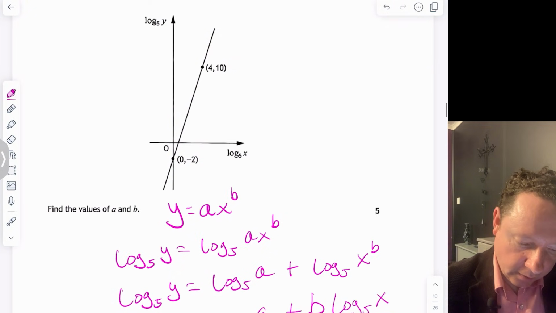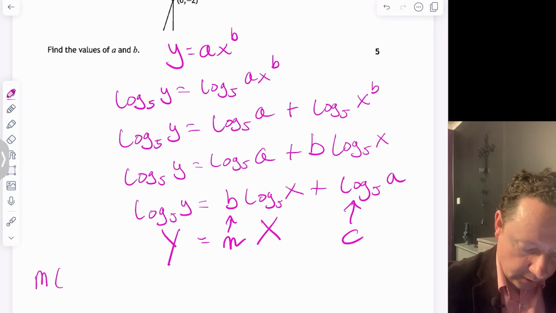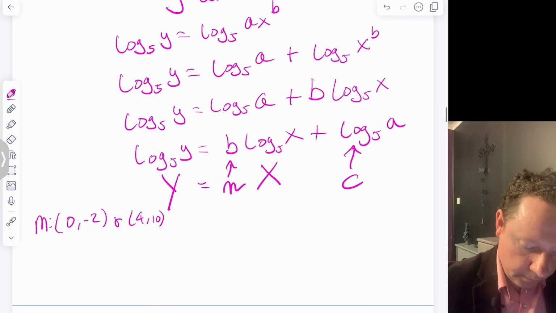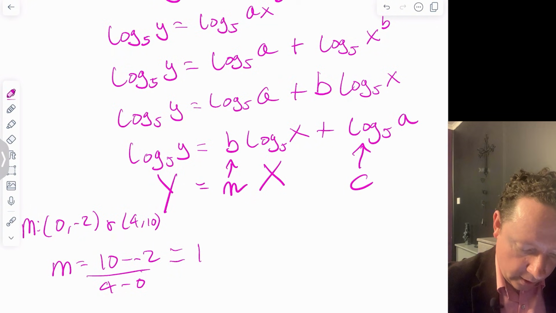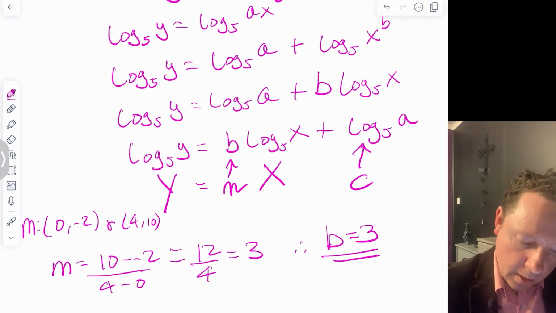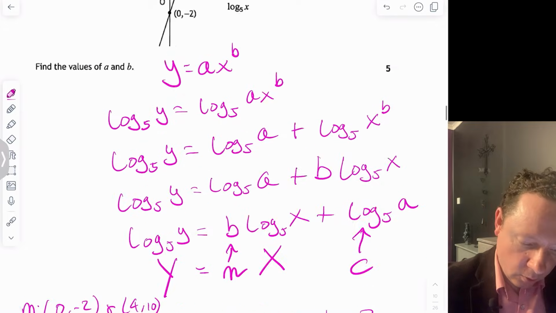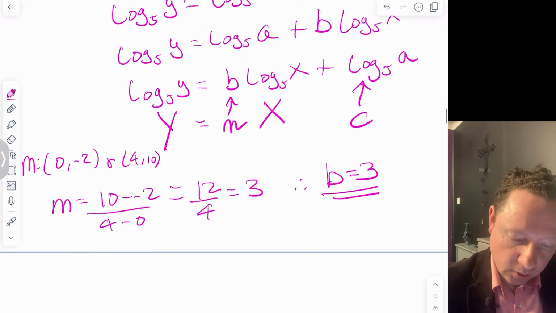So what's the gradient of this line? Well, I've got 2 points, (0, minus 2) and (4, 10). So the gradient between (0, minus 2) and (4, 10) is what we're going to do. My gradient equals 10 minus minus 2 over 4 minus 0, that's 12 over 4, that's 3. So that means that to answer the question, b equals 3. Now it says find c. Well, I already know where it cuts the y-axis, (0, minus 2). So that's it, c is minus 2.